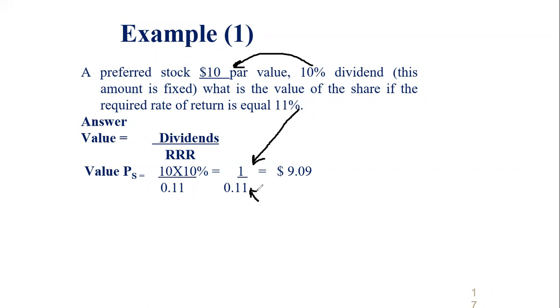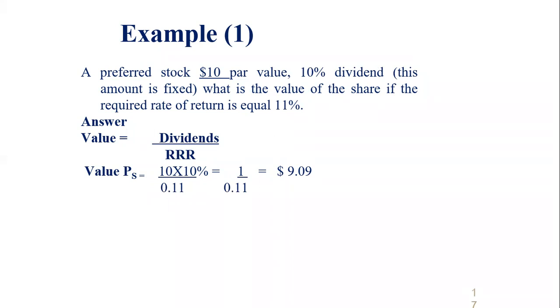If it has a future dividend of $1, on a preferred stock of $10 par value, here it will be 9.09. So this is what we call the present value of the preferred stock. Perfect. So we did the first valuation, which is the easiest one.